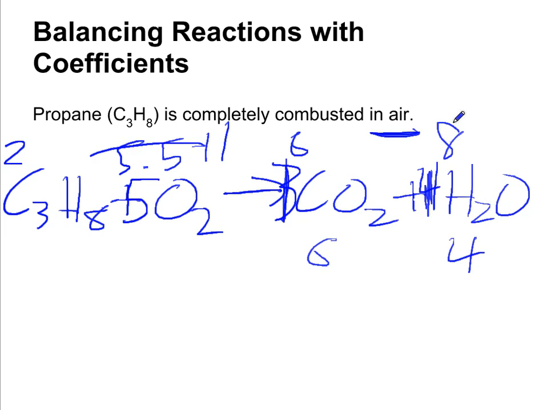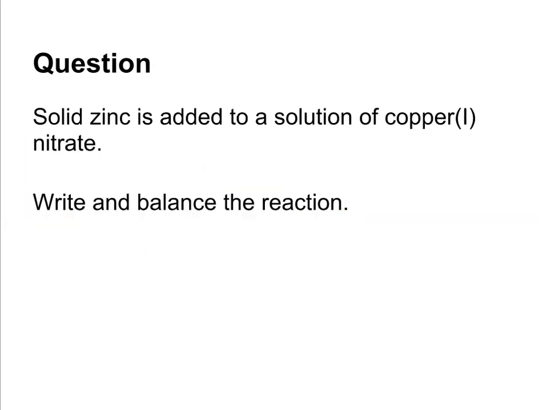Again, that does not apply to this specific reaction. We had this one balanced the first time with just the 5, 3, and 4. But if you ever end up with an odd number of oxygens on the product side and there's not a factor you can multiply by 2 to get your oxygens to balance, try multiplying the entire reaction by 2. In the question for this section, solid zinc is added to a solution of copper 1 nitrate. Write and balance the reaction. Do your best to type it in to the answer box.